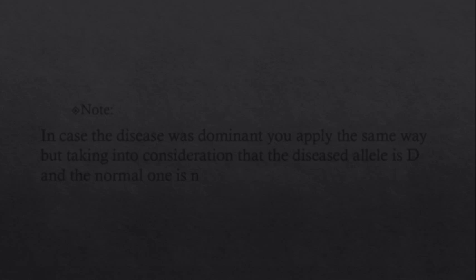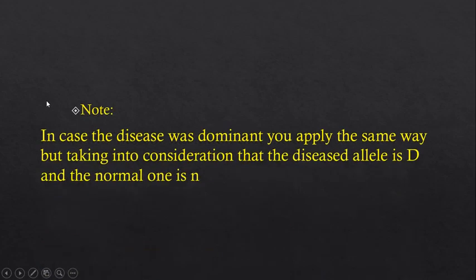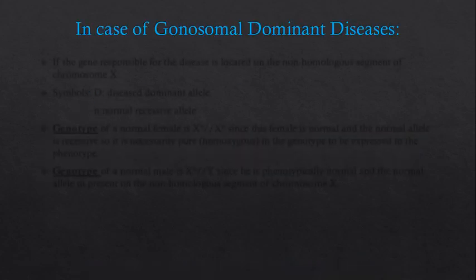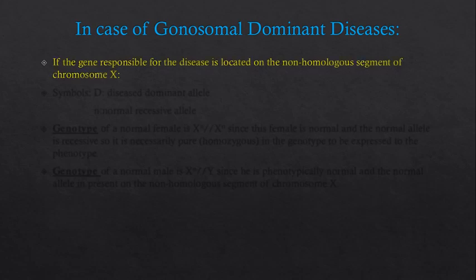Okay, so in the case where the disease was dominant, you apply the same way, but taking into consideration that the diseased allele is going to be capital D and the normal one is going to be small n, and you apply the same procedure. As for the gonosomal dominant diseases, if the gene responsible for the disease is located on the non-homologous segment of chromosome X, this is our second case in the gonosomal diseases.